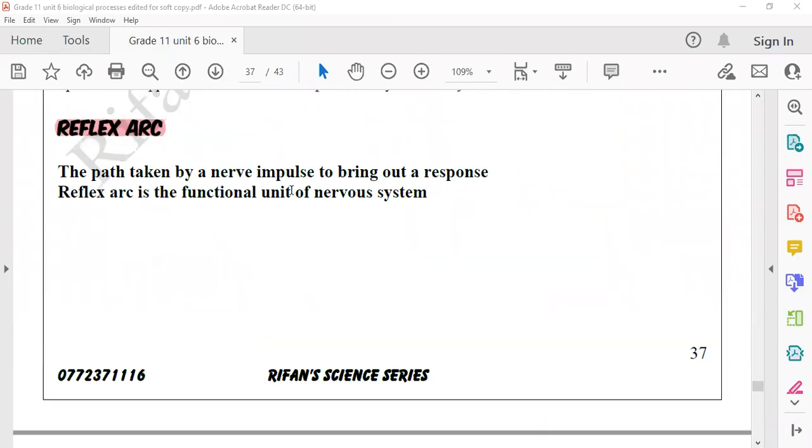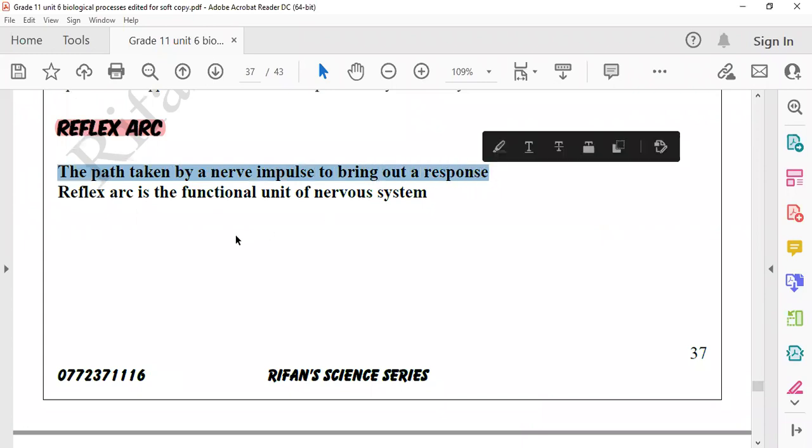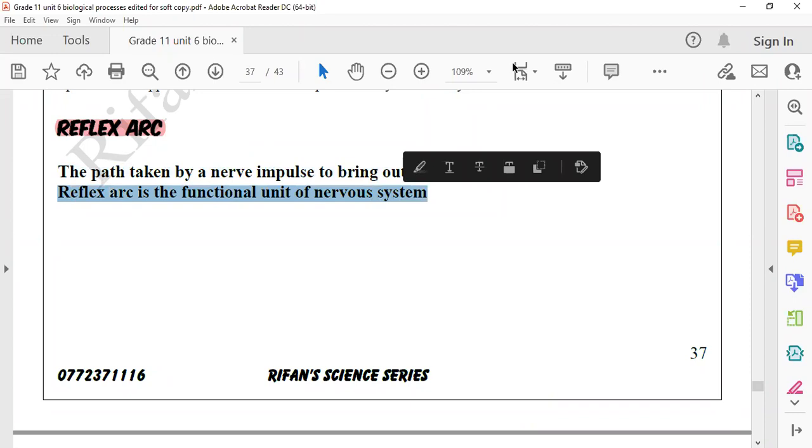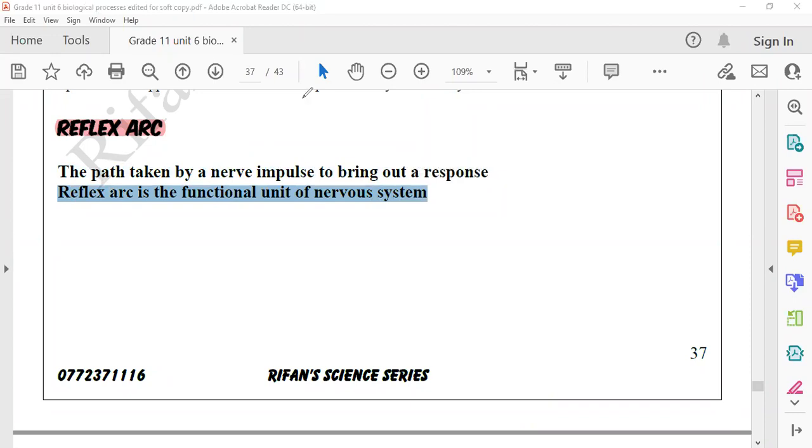Let's go back. Here, what is written? The path taken by a neuron to bring out a response is called the reflex arc. Understood? Read the second one. Reflex arc is the functional unit of the nervous system. So which one is the functional unit of the nervous system? Reflex arc. Below that one, mark this point. The structural unit of the nervous system is the neuron. What is the structural unit of the nervous system? Neuron. Functional unit of the nervous system? Reflex arc. Clear?